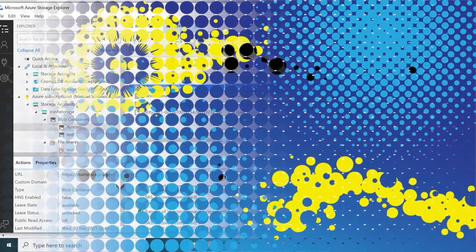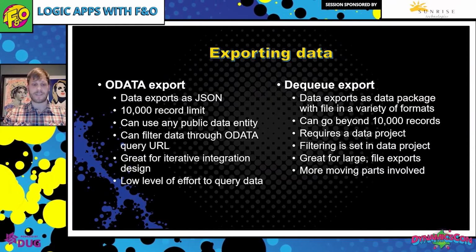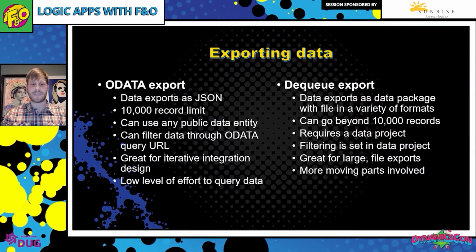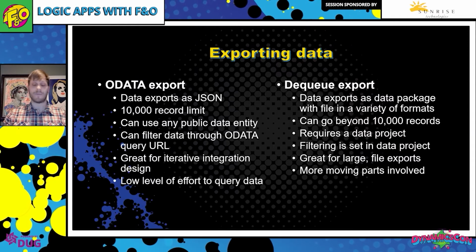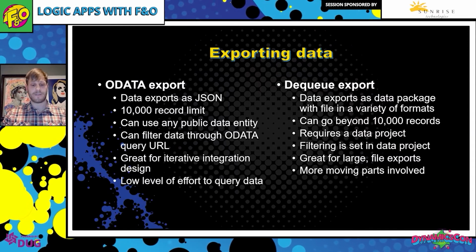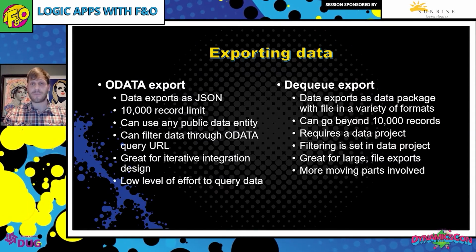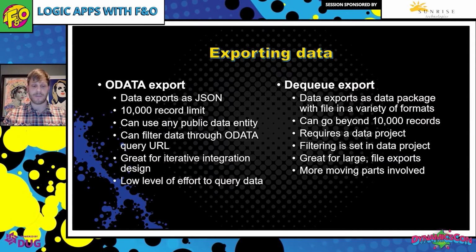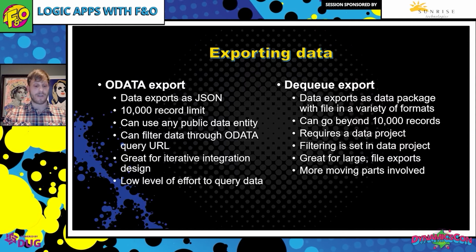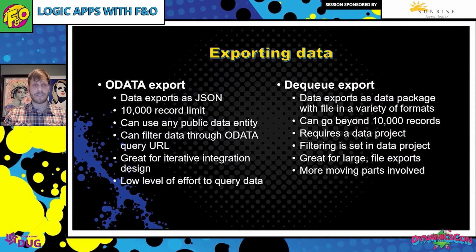So, what did we learn here? I threw a lot at you, so comparison slide time. Okay, OData export, everything comes out as JSON, 10,000 record limit, but it was live data. You can use any public data entity. You didn't have to use the data project to do the OData call. And it's great for iterative integration design.